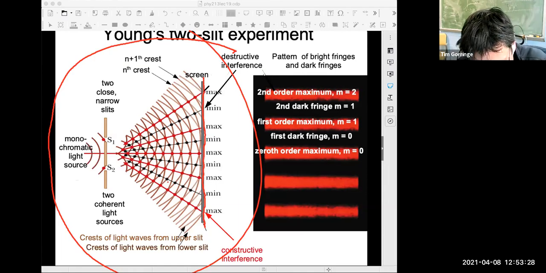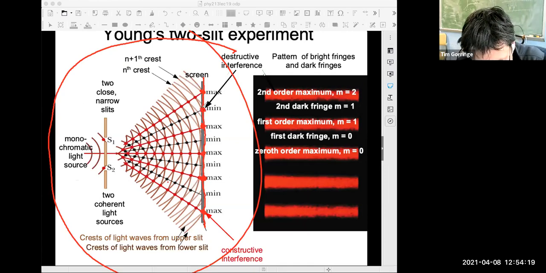When two crests arrive, like here, that's going to be constructive interference. You're going to see bright light. Also here, the two crests arrive together. You're going to get constructive interference. You're going to see bright light here. Right in the center, you're going to see bright light too, because the two waves' crests arrive at the same time. And a similar pattern below here. Here's another location of constructive interference, crest and crest arriving at the same time. And here, crest and crest arriving at the same time. So you get these locations of bright light on the screen. And then between them, you get locations that are dark.